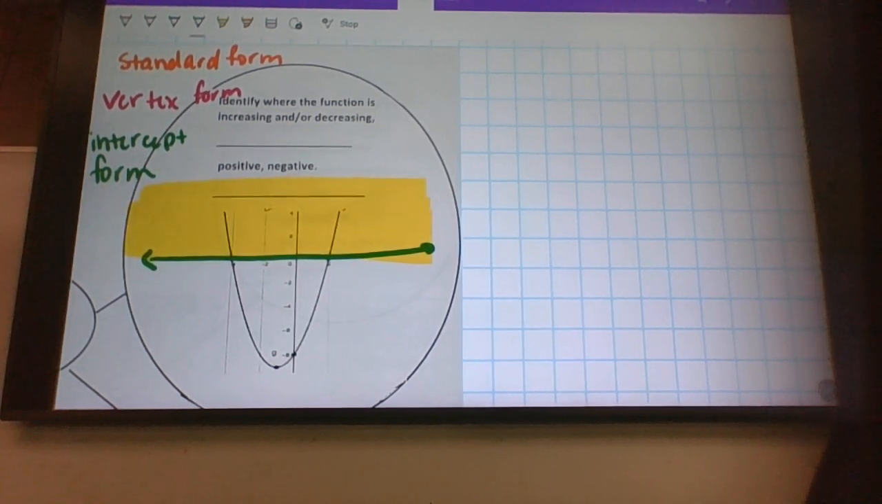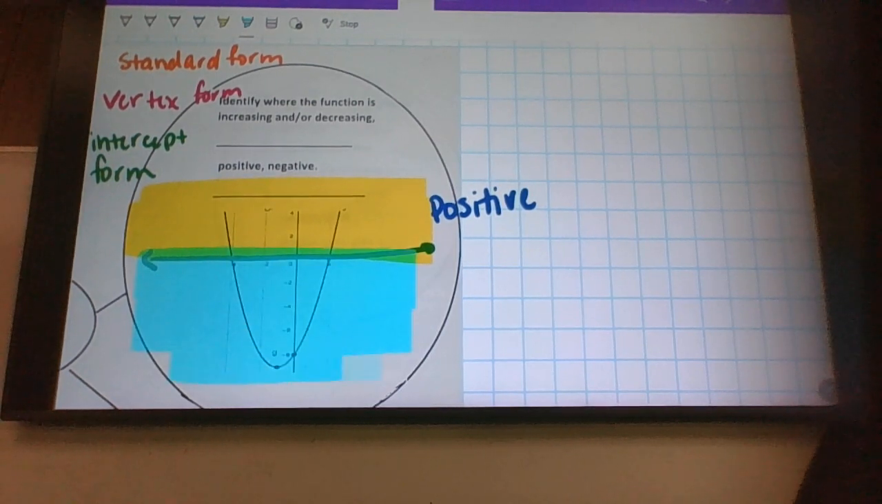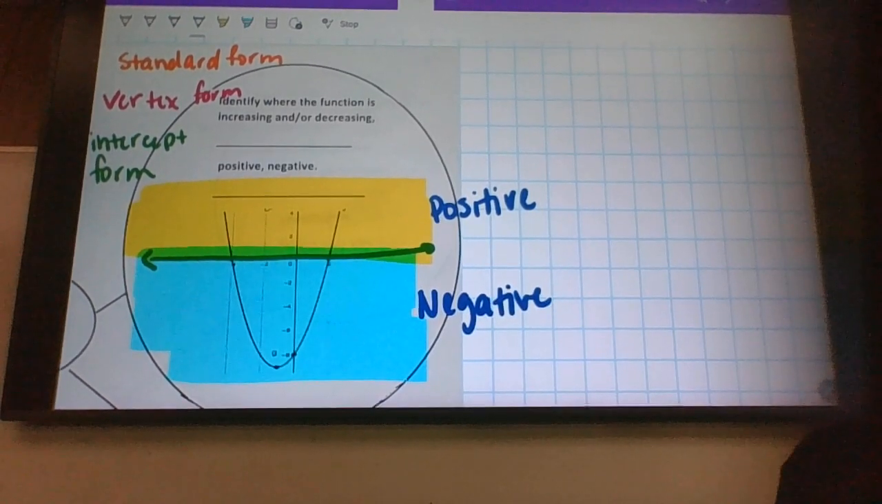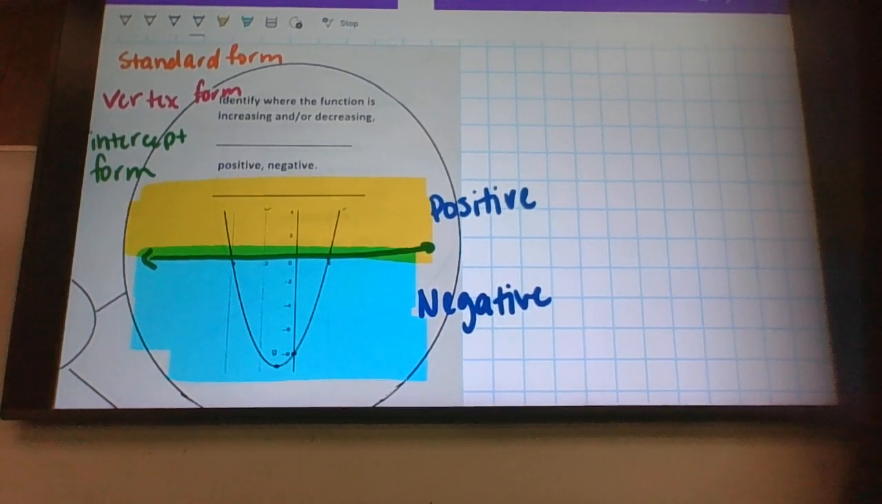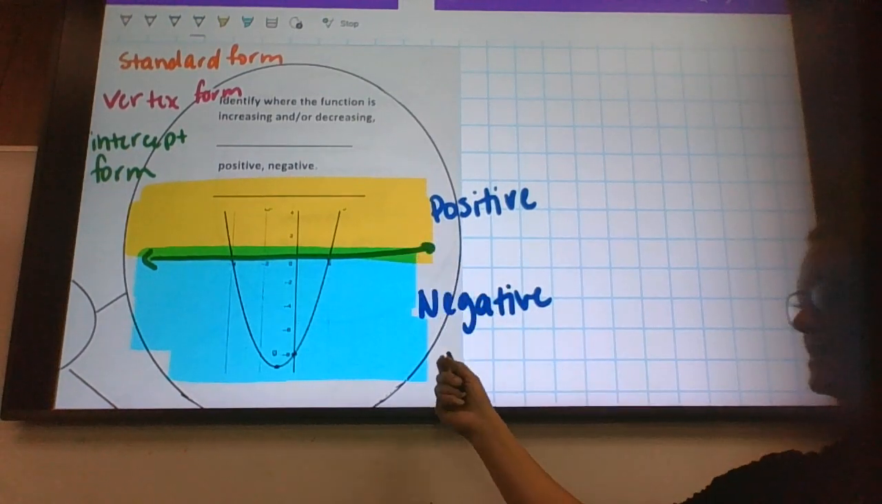Okay, you guys, up here it's called positive. Down here is where you describe it as negative. When you're looking at a parabola, it'll typically have a part that's positive and negative. Sometimes your parabola will be entirely negative, or entirely positive if it's above or below. So we have to describe when it is positive and when it is negative.